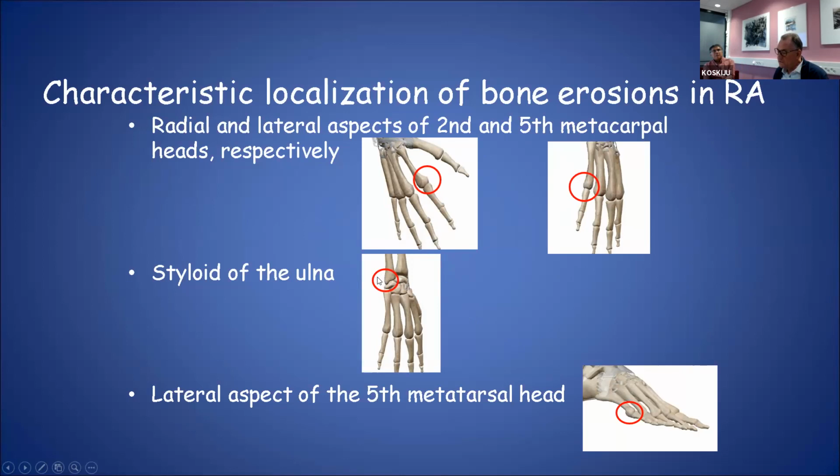You can go around this with your probe from dorsal, lateral to volar, and try to find the erosion. For example, if you are suspecting rheumatoid arthritis and you are not sure, check whether the erosion is here or here. And of course, the fifth metatarsal head. We had an earlier talk about this, it is important. This fifth MTP is very typical for rheumatoid arthritis. These are typical locations of bone erosions in rheumatoid arthritis.